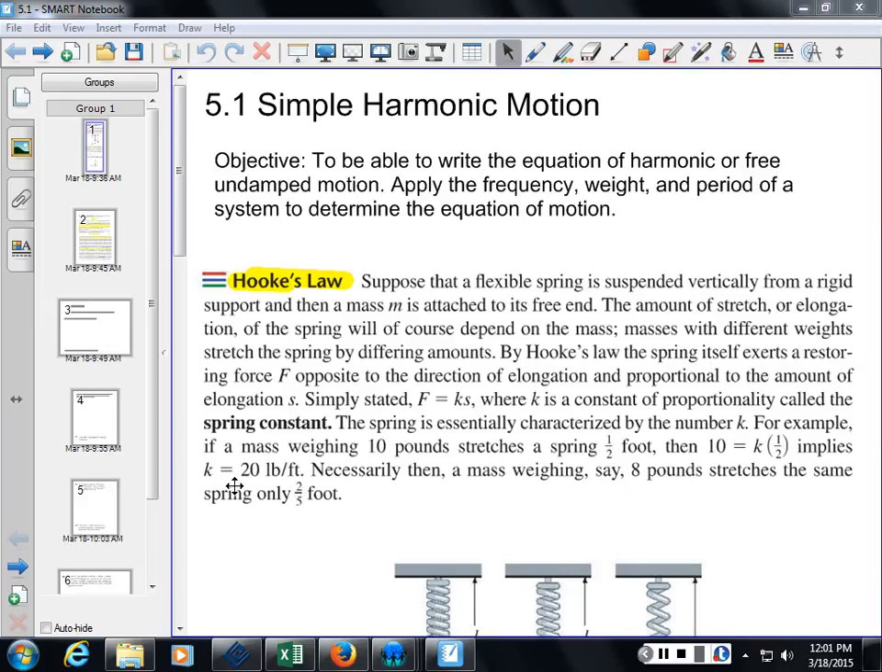To look at what's called simple harmonic motion, or even undamped motion, is to consider two historic laws, one Hooke's law and the other Newton's second law of motion. We're going to take both of those together, combine them together, and form an equation. The equation that you form is indeed the simple harmonic motion. Also, we want to be able to apply the idea of the frequency, the weight, and period of a system to determine the equation of motion.